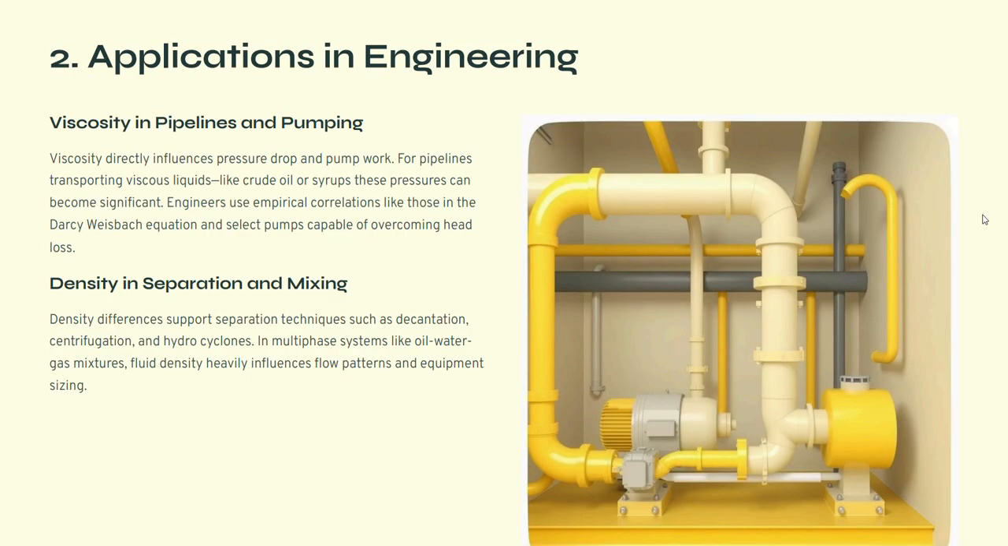Now, for the engineering applications, each of these properties impacts engineering design. Viscosity in pipelines determines how much pumping energy is required in transporting viscous liquids like crude oil. High viscosity means higher pressure losses and stronger pumps. Density in separation and mixing enables equipment like centrifuges to separate fluid phases effectively. Surface tension in equipment design influences droplet formation and capillarity, critical in microfluids and coating applications.